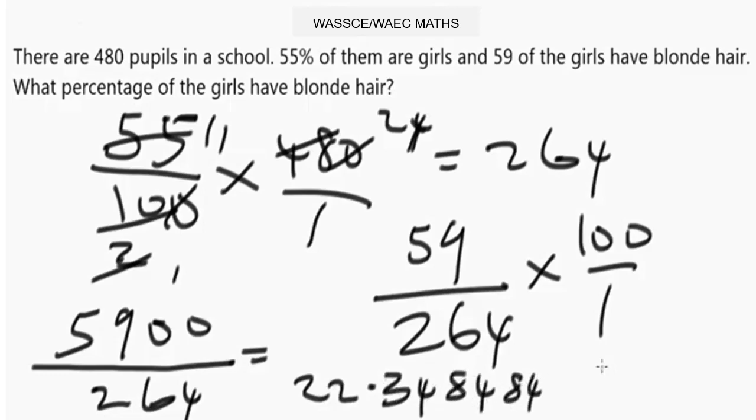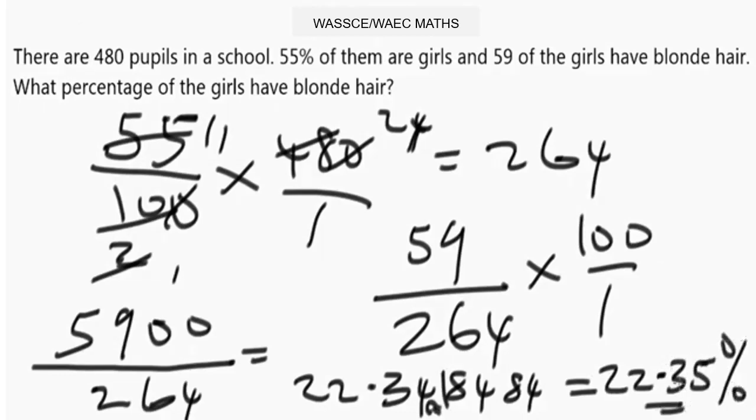Okay, so when you punch it, you're going to have 22.348484. All right, you keep having recurring decimals. So let's simply leave our answer in 2 decimal places. When you do it, this 8 is up to 5, so you approximate it as 1, and put it in this 4. So it's going to be 22.35%. So 22.35% of the girls out of this population of 264 have blonde hair.